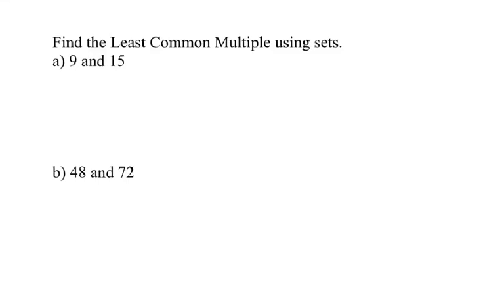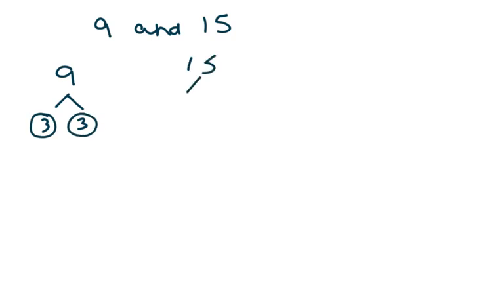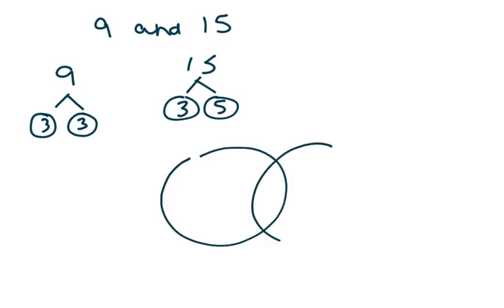In this problem, we want to find the least common multiple using sets. So we'll start out with 9 and 15. We want to use the prime factorization first. So break down 9 into its prime factors, 3 and 3. And then 15 is 3 and 5.